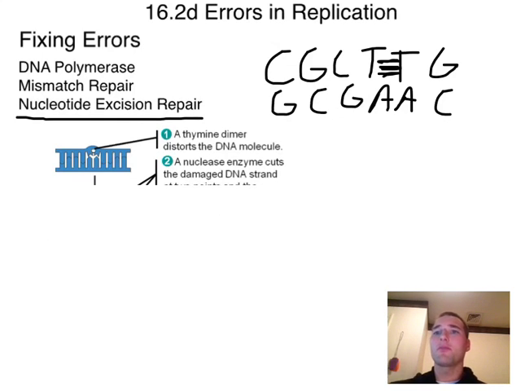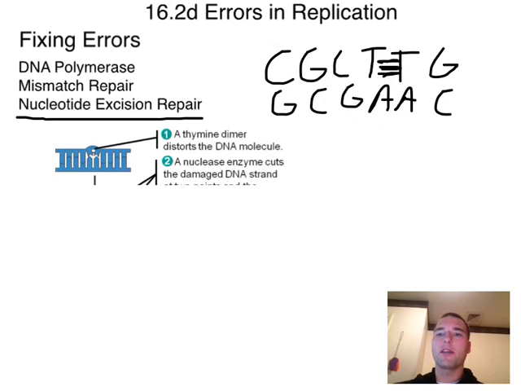And this can cause a problem in the future where these two T's that are stuck together, in the next round of replication, you won't be able to match up any A's there, and it ends up causing a problem. That's why ultraviolet light can lead to cancer, because it increases the chances of there being a mutation.